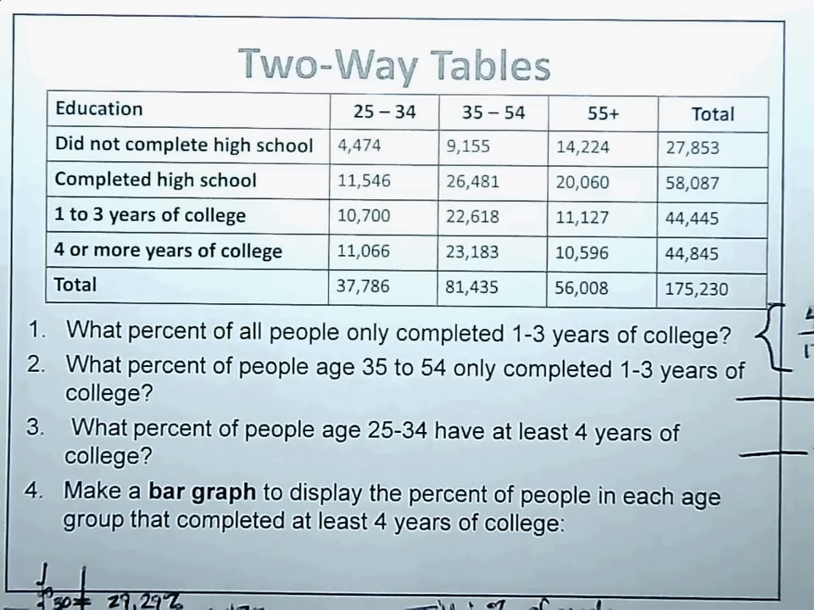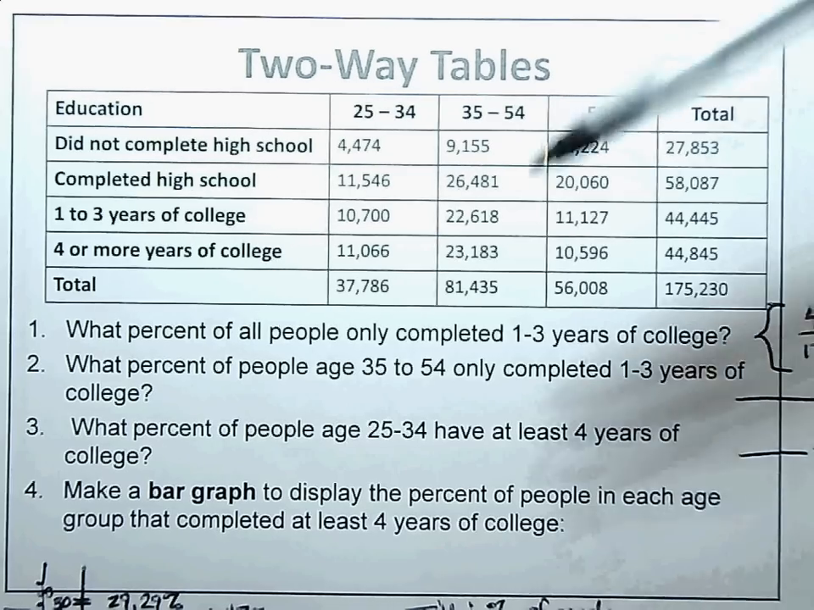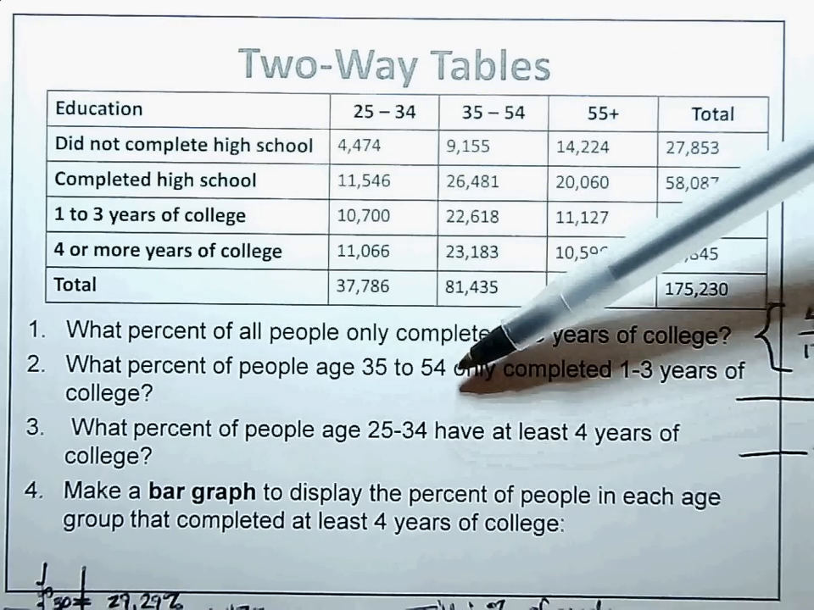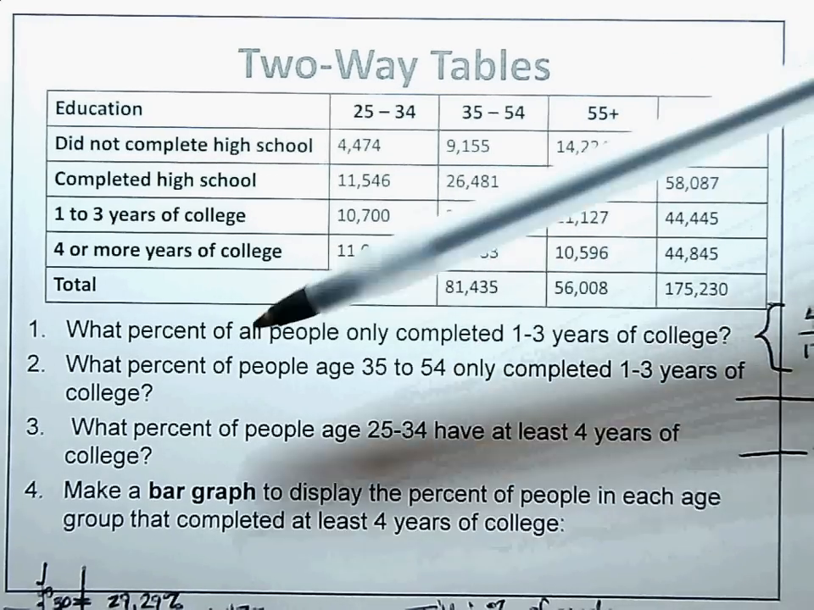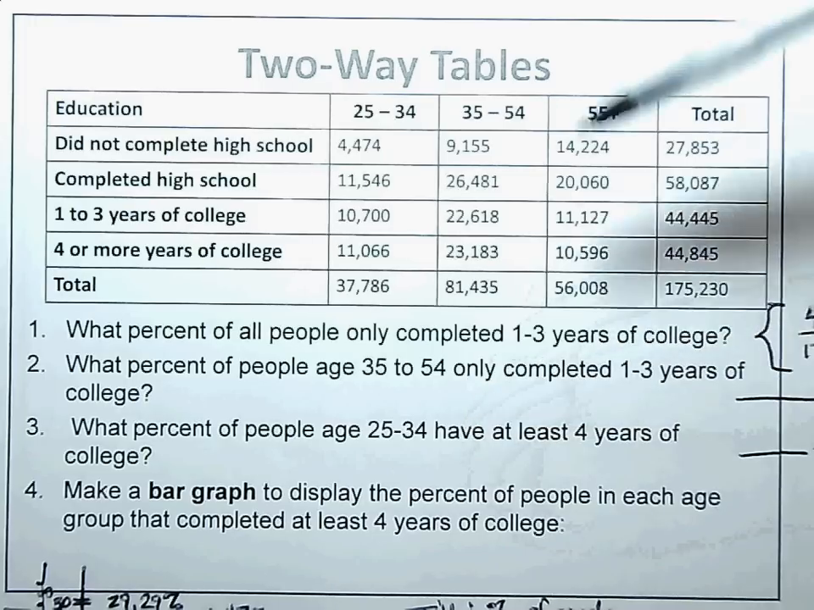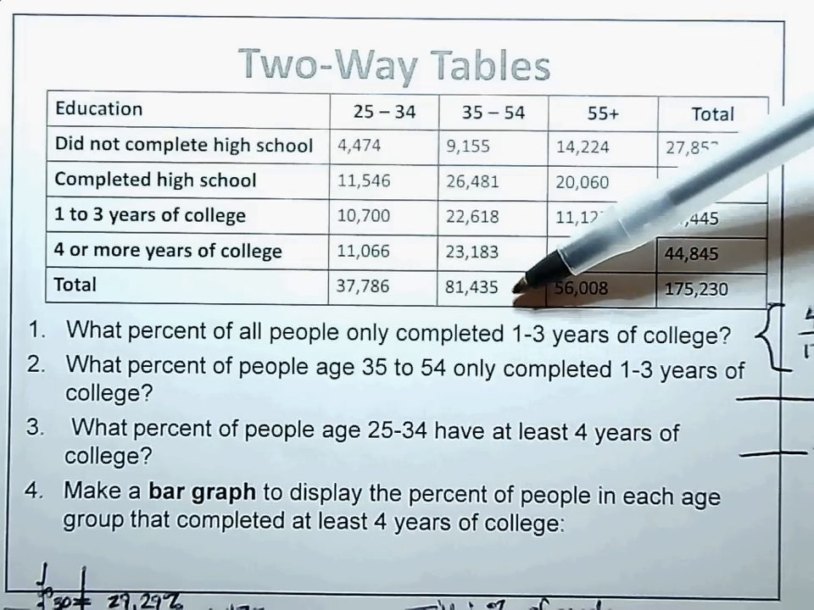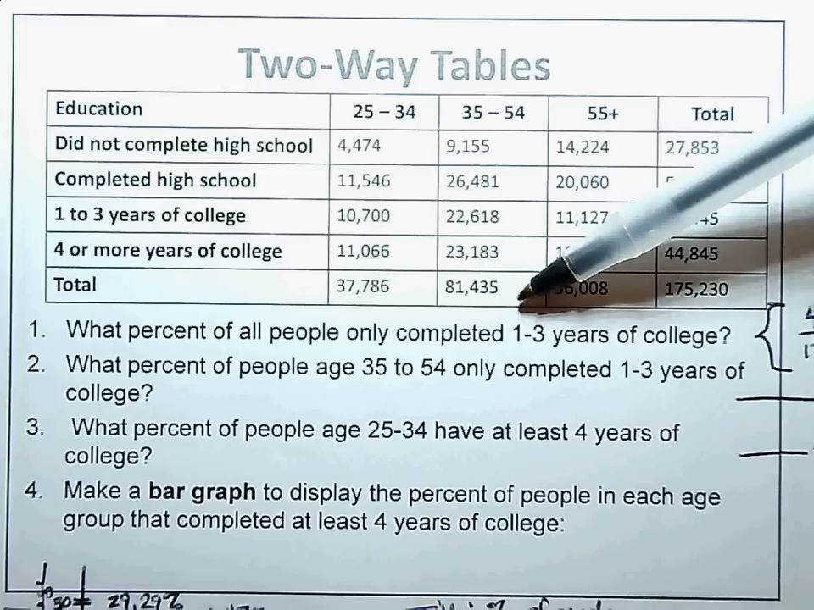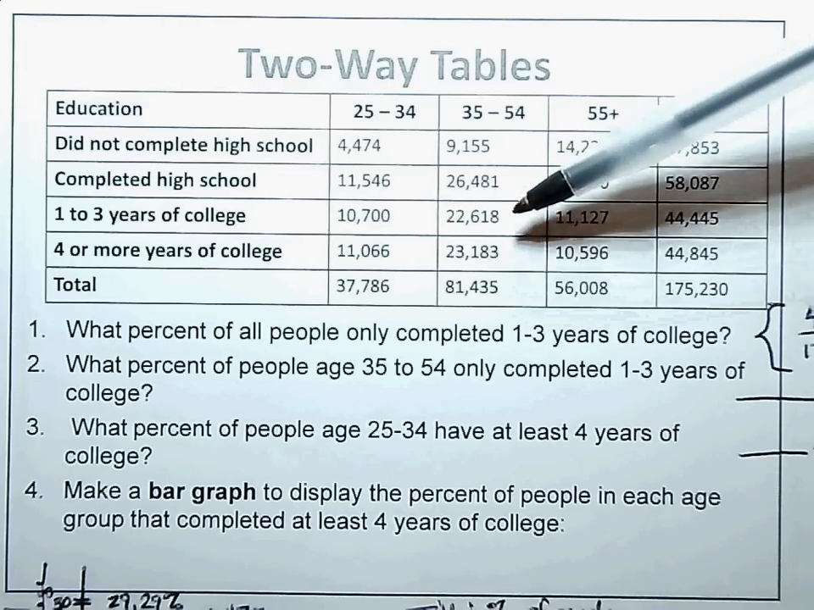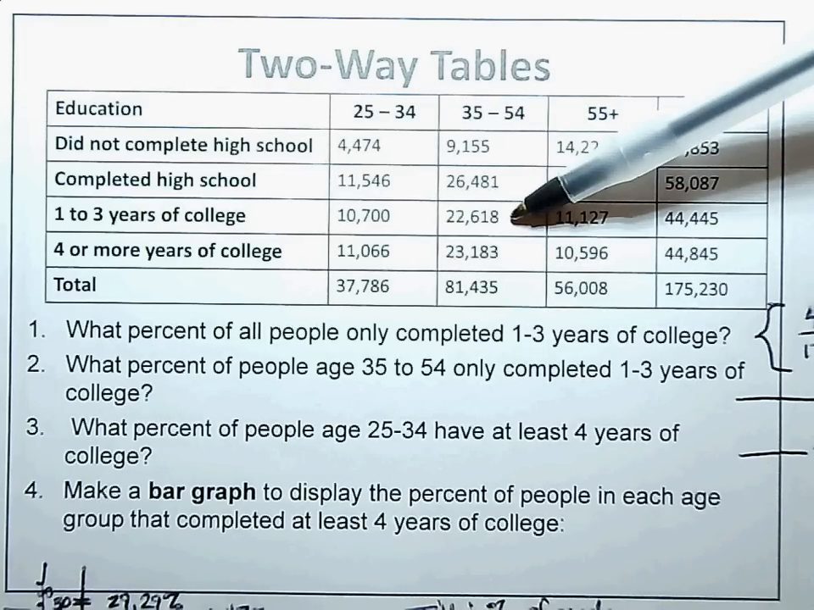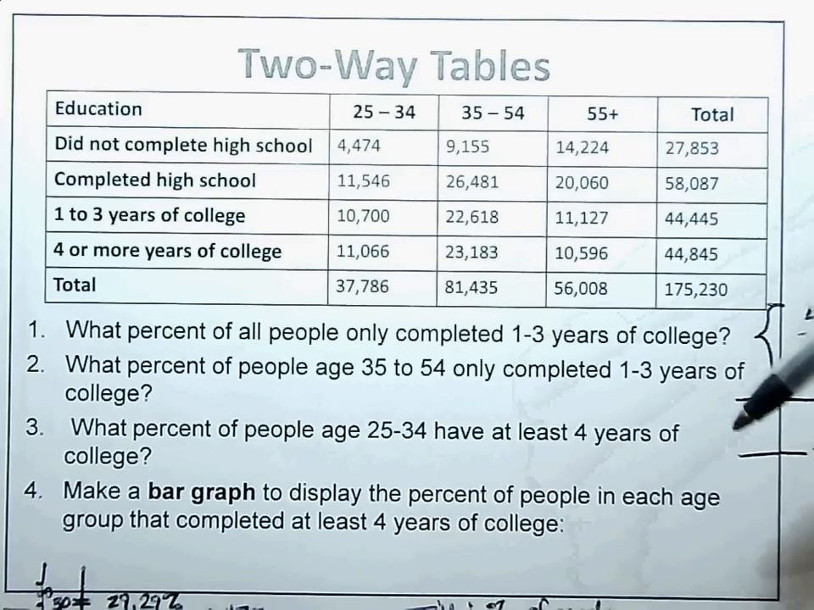So the second problem asks us, what percent of people aged 35 to 54, there's our denominator, people aged 35 to 54. So our denominator is 81,435. Only completed 1 to 3 years of college, so my numerator is going to be 22,618. So if I divide my numerator by my denominator, I will end up with 27.77%.